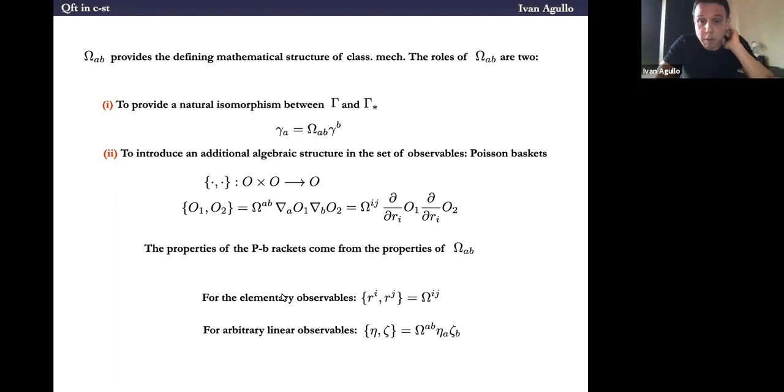For elementary observables, X and P's, the Poisson brackets can be written in this compact manner. They are 1 or 0 or minus 1, depending on which P and which Q you choose, and that can be encoded by this equation. And for arbitrary linear observables, you just take the symplectic product, and in coordinates it is just the contraction of the coordinates with the symplectic form. So this is the algebraic structure that we have, the Poisson algebraic structure in the space of observables. And again, this is the main mathematical property of classical mechanics.